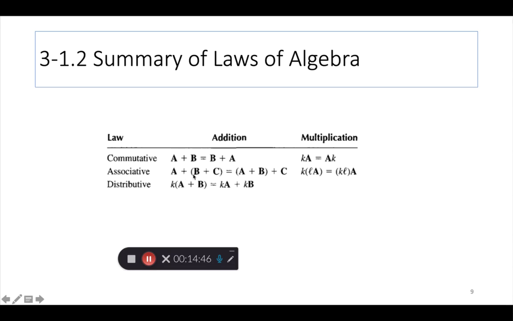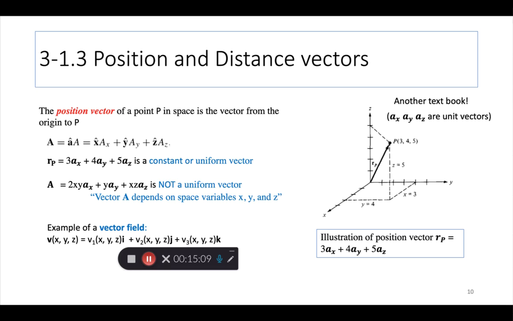Associative: a plus b plus c is also a plus b plus c. Similarly, k into la is kl into a. Distributive: k into a plus b is ka plus kb. Okay, so these are some important laws of vector algebra that you'll use quite often, and hopefully by now you're familiar and comfortable with the meaning of all that.